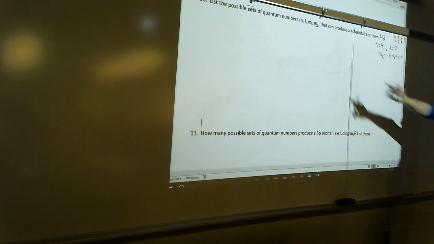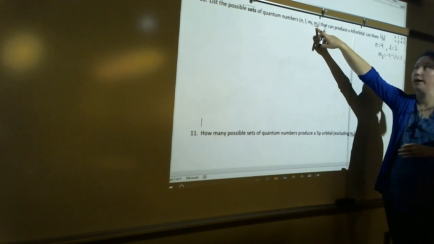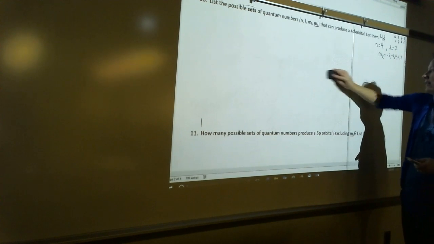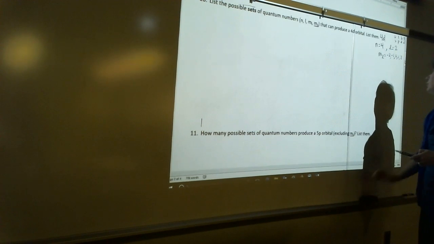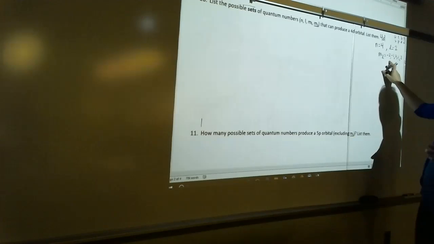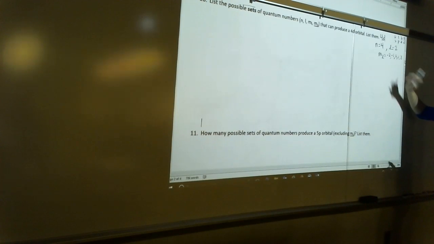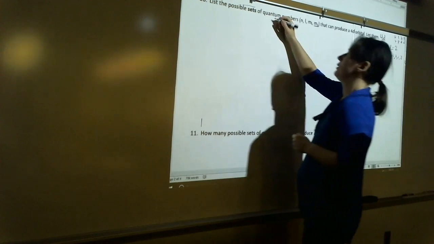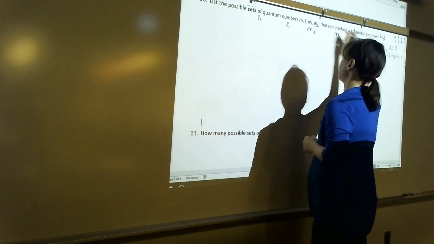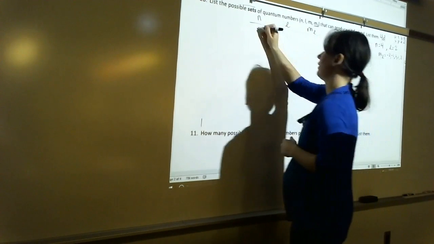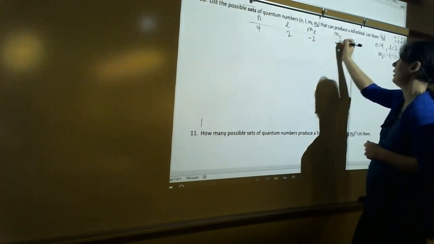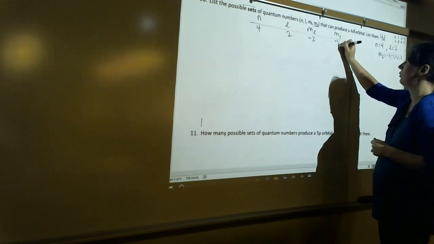And we are including m sub S. So how many sets are we going to have? 10. We'll have 10 total sets because we're including m sub S. If we were not including m sub S, it would just be 5. But because we're including spin, we're going to have 10. So n, l, m sub L, m sub S. So n equals 4, l equals 2, m sub L equals -2, m sub S equals -1/2.